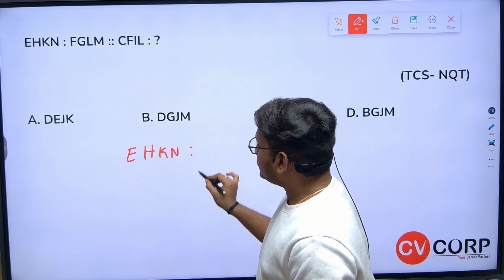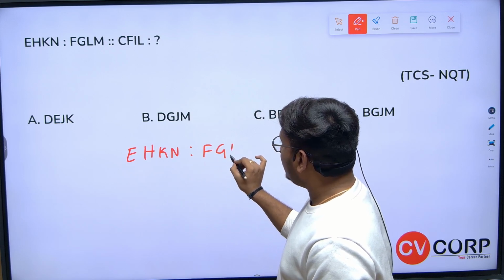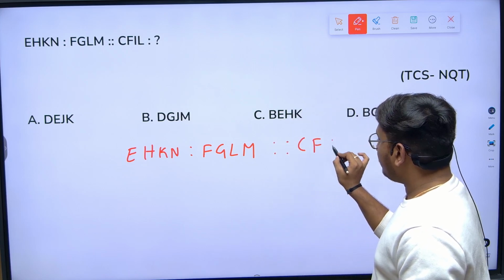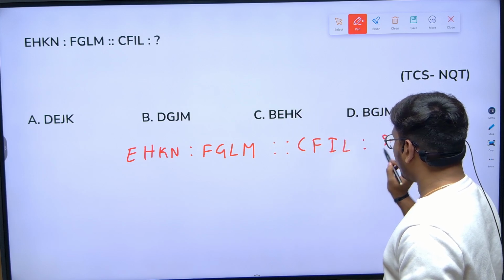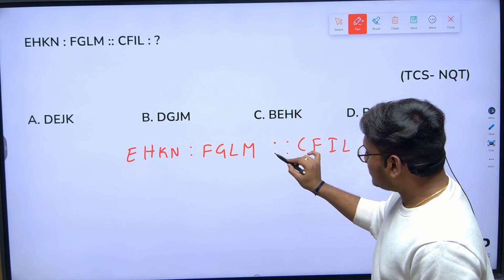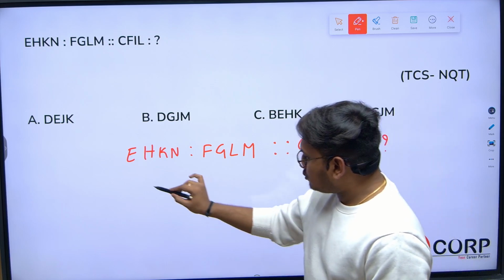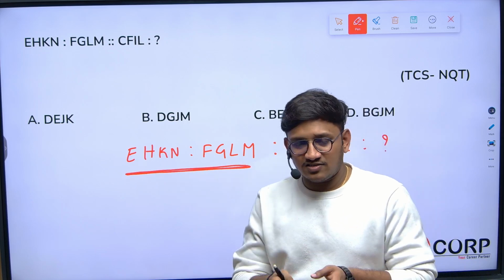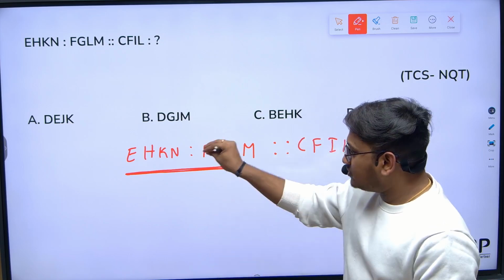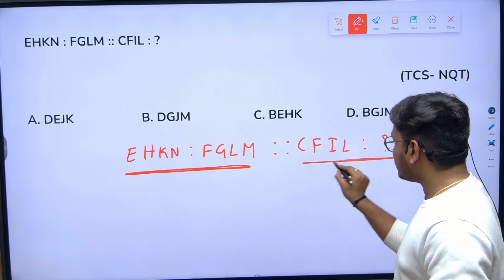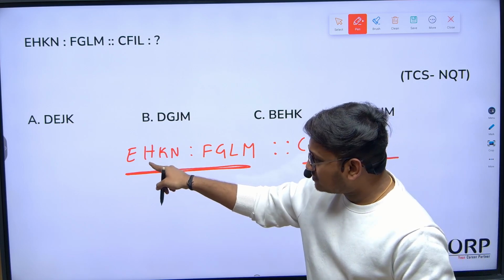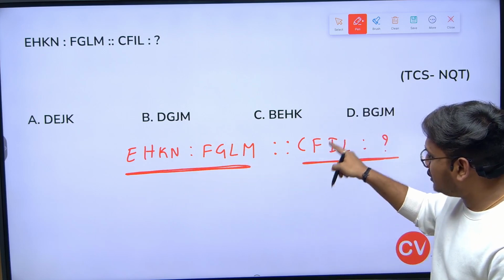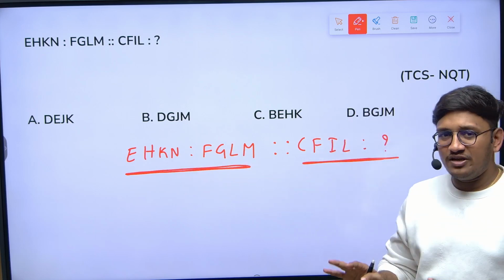Here they mention that EHKN is to FGLM. Next, CFIL is to question mark. When you see this analogy symbol, the first set follows some characteristics, and the same logic should be followed by the second set as well. Based on the first word, we get the second word, and the same logic should be applied to this word to get the next word. That is the meaning of analogies.